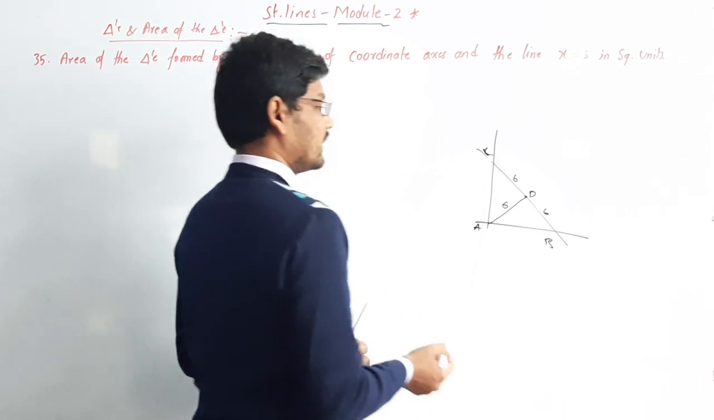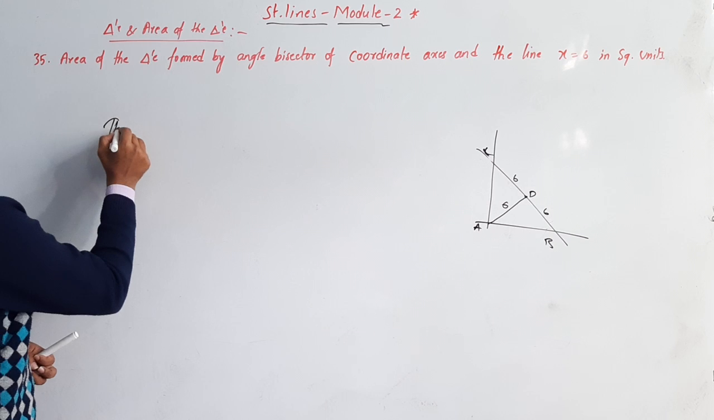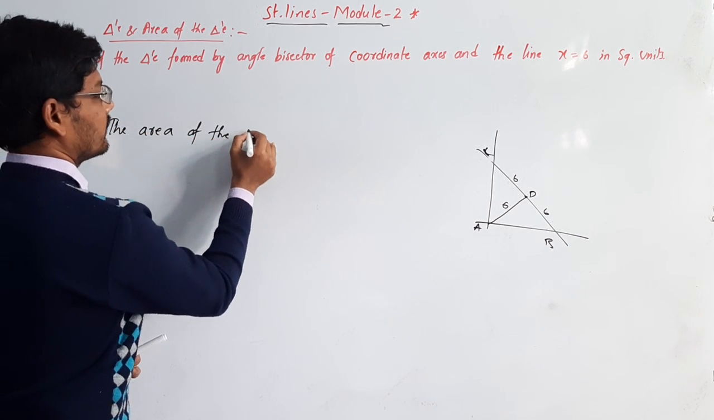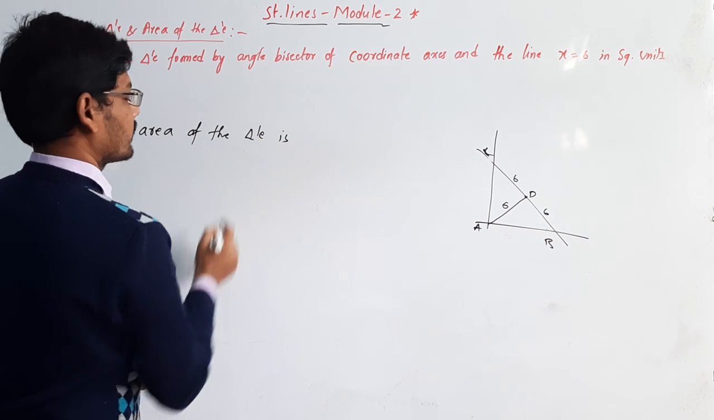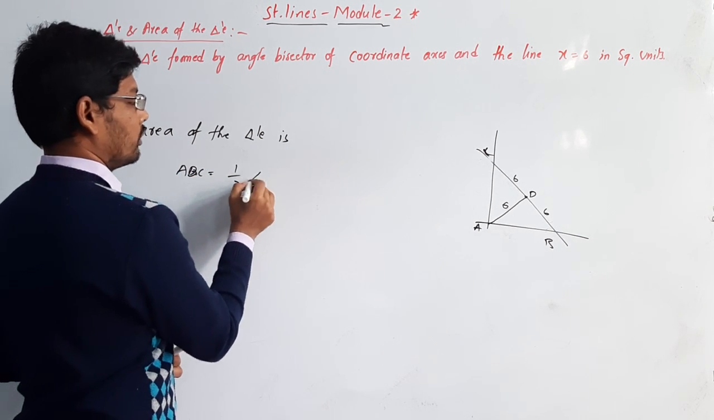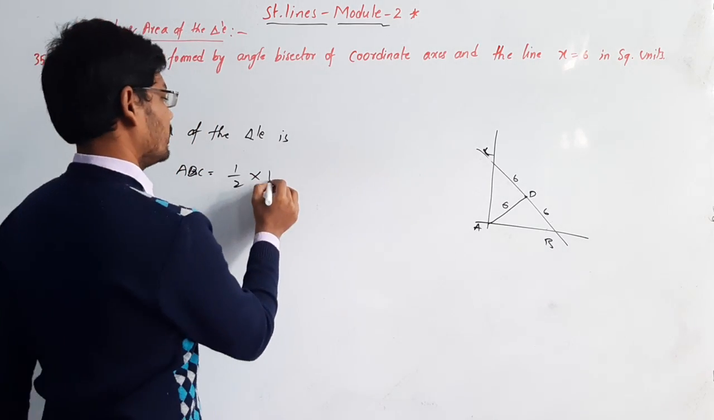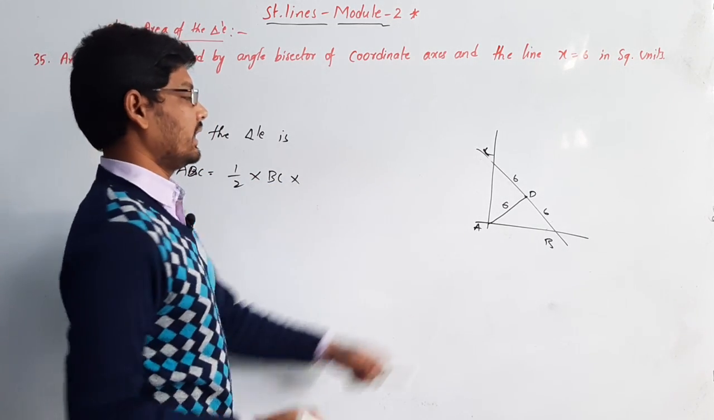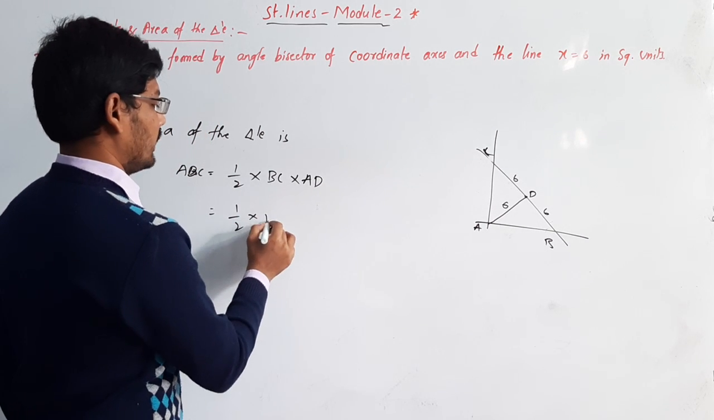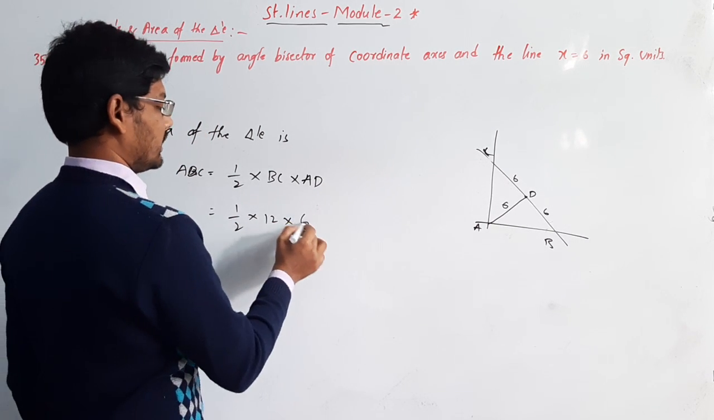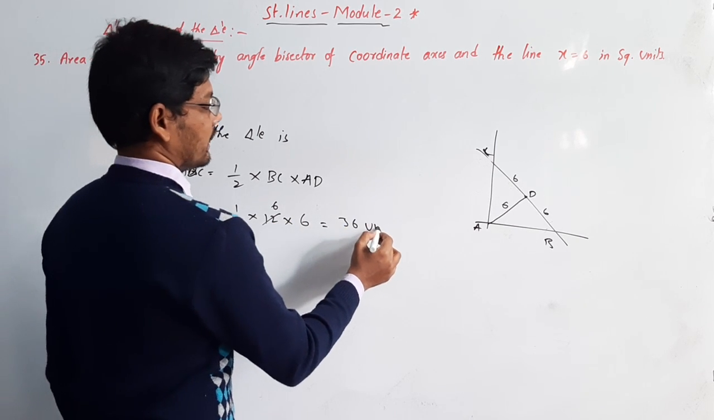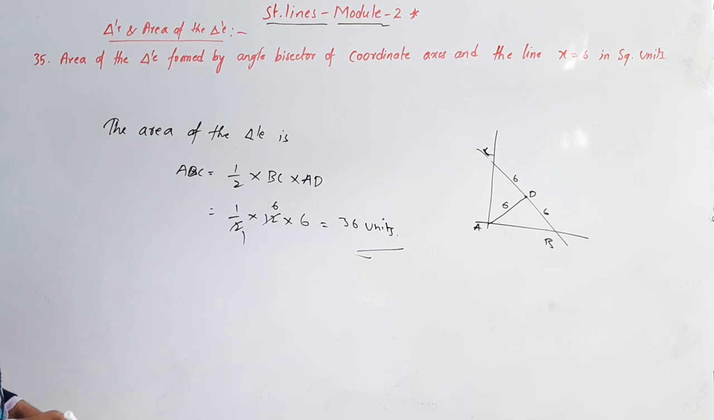This is the right angle triangle here. So, area of the triangle ABC is equal to 1/2 of base BC into height AD. Let us substitute the values: 1/2 into base is 12 and AD is nothing but 6 here. So, 36 units. The area of the triangle is 36 units here.